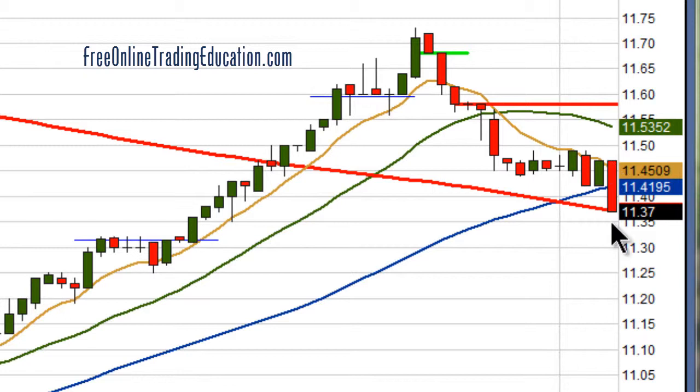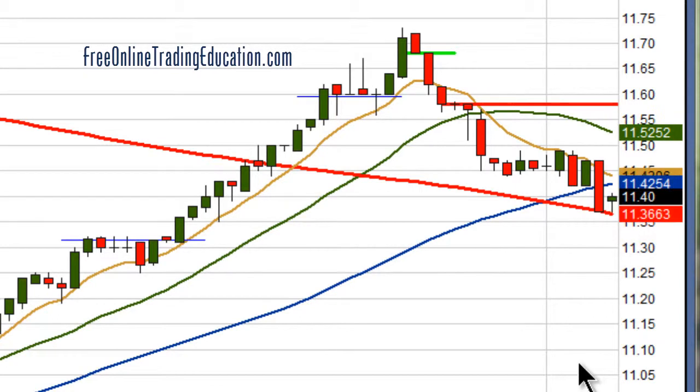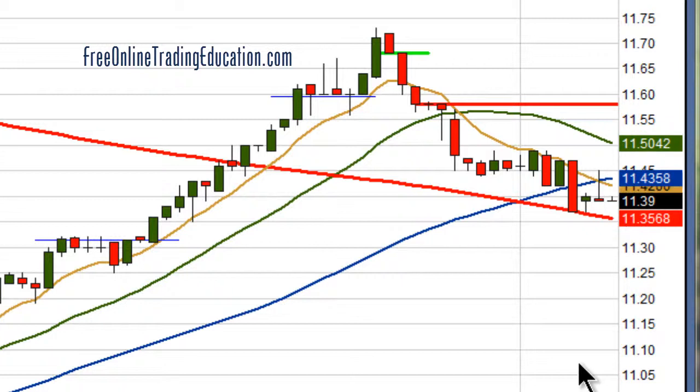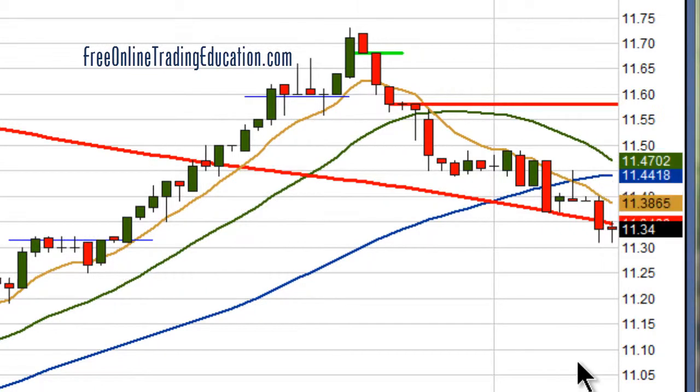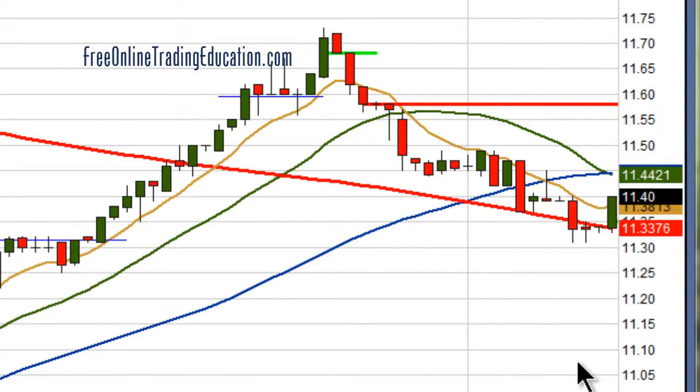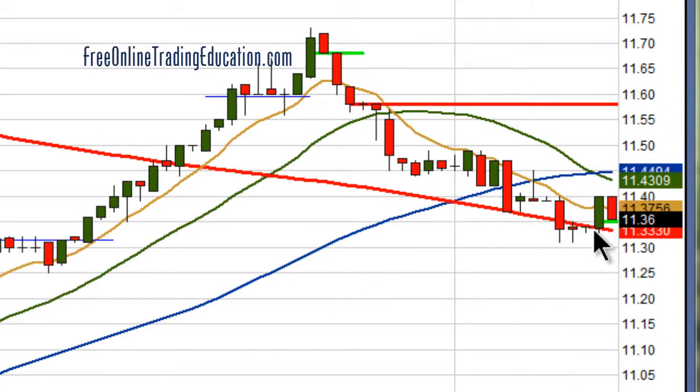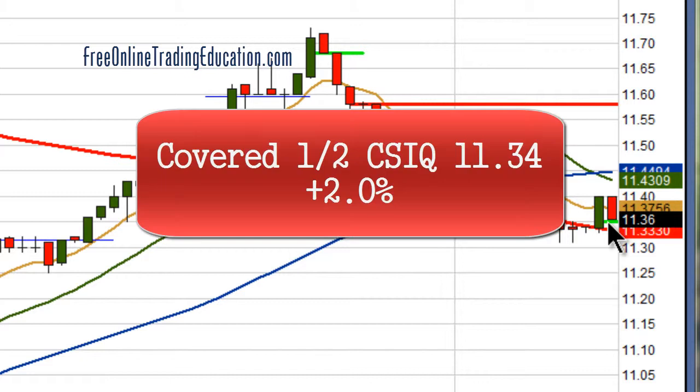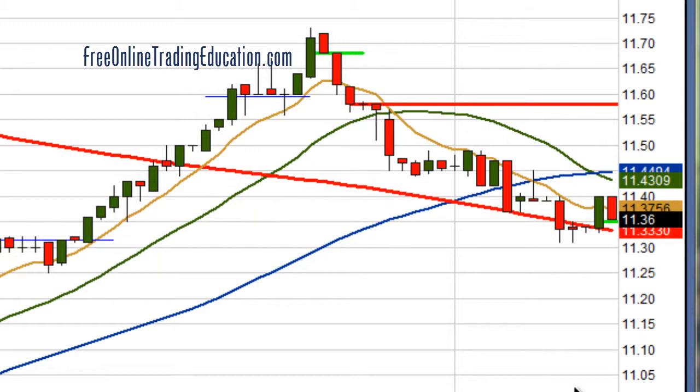Bam, drops right there to the 200 moving average, and now it's following that down and low basing down here, and then bam, drop below the 200. And then back up again. So I went ahead and I took out half here at $11.34 for 2.0% on the first half. I'm still short half of it.